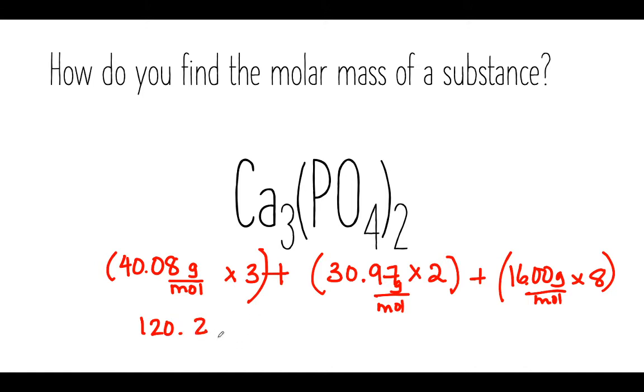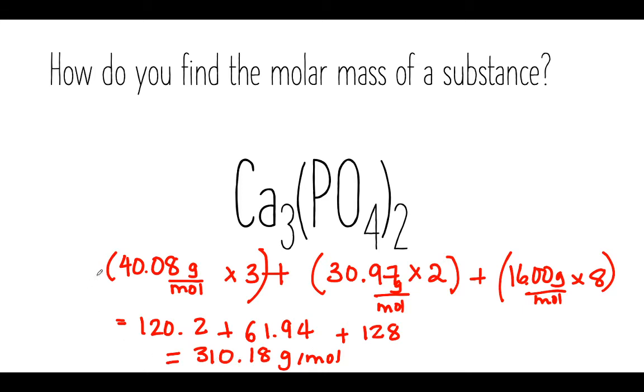So this will give me 120.2 plus 61.94 plus 128, which if I add up together, I will get 310.18 grams per mole. And you don't have to look at significant digits for molar mass. We're always going to reference it in 2 decimal places. And this is how you'd find the molar mass of calcium phosphate.